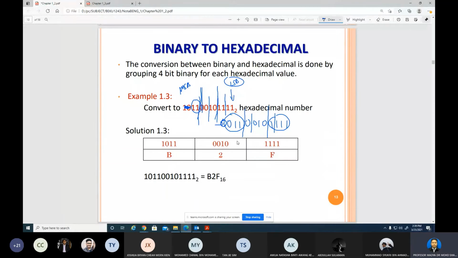So maybe you can try another example. I will write here, so you can try using this. We have 1 1 1 1 0 1 1 1 0 0 1 1. So this one from binary to hexa, try this one to convert. For example, first you can use your calculator to verify your answer. Try first.